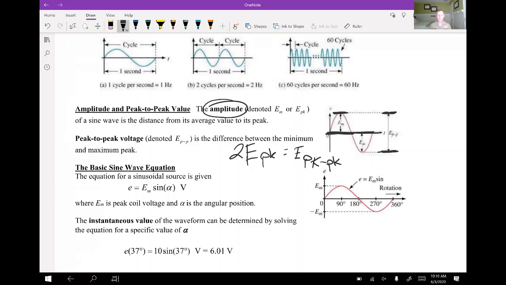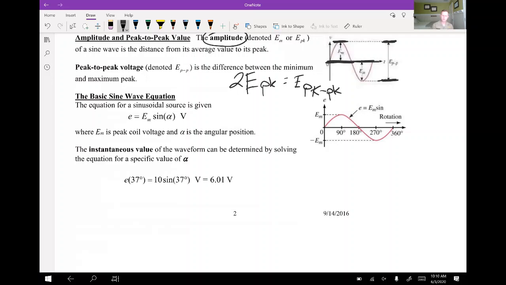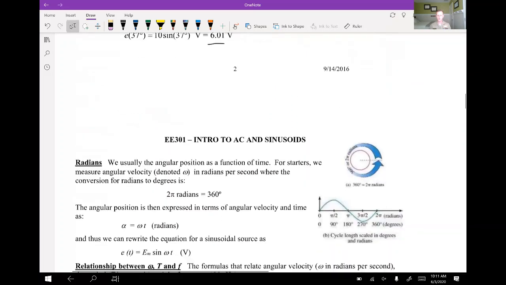Once we put these two parts together, we can see the basic sinusoidal source is given as E_m. Right here, that E_m is the same as saying E peak. Right there, E_m or E peak, and it's a sinusoidal wave. So we use sine, and then alpha. Now what is alpha? It's its angular position. At any moment in time, we can look at the degrees that we plug in. If we put it in degrees, 90 degrees, we can plug in the alpha, and for this particular sinusoidal wave, at 90, that's its peak. At 37, we could find a value of it. So it's an equation along this waveform.